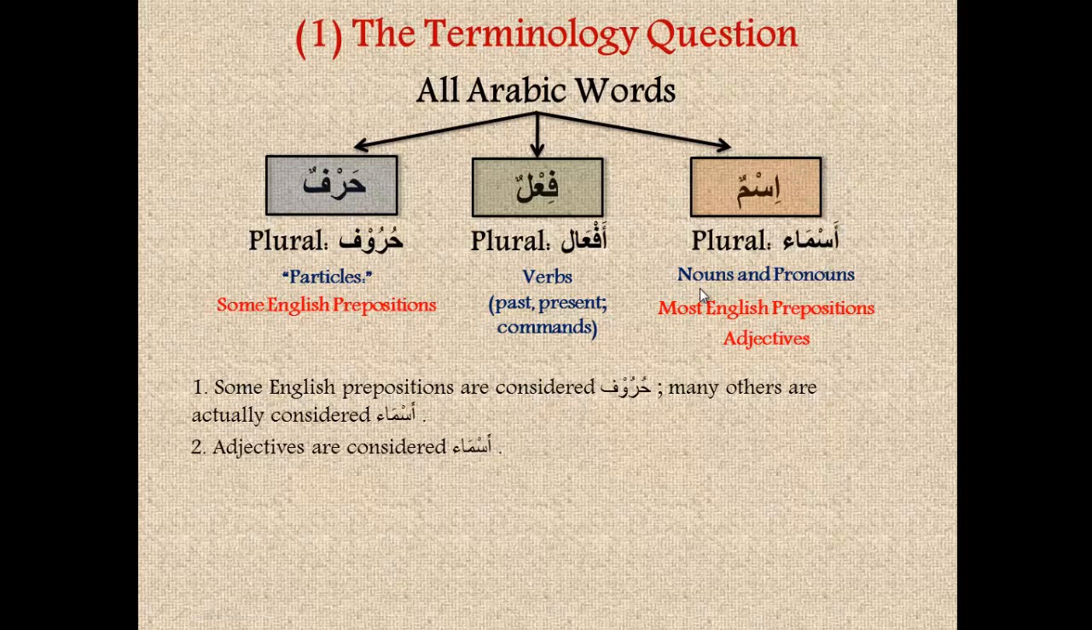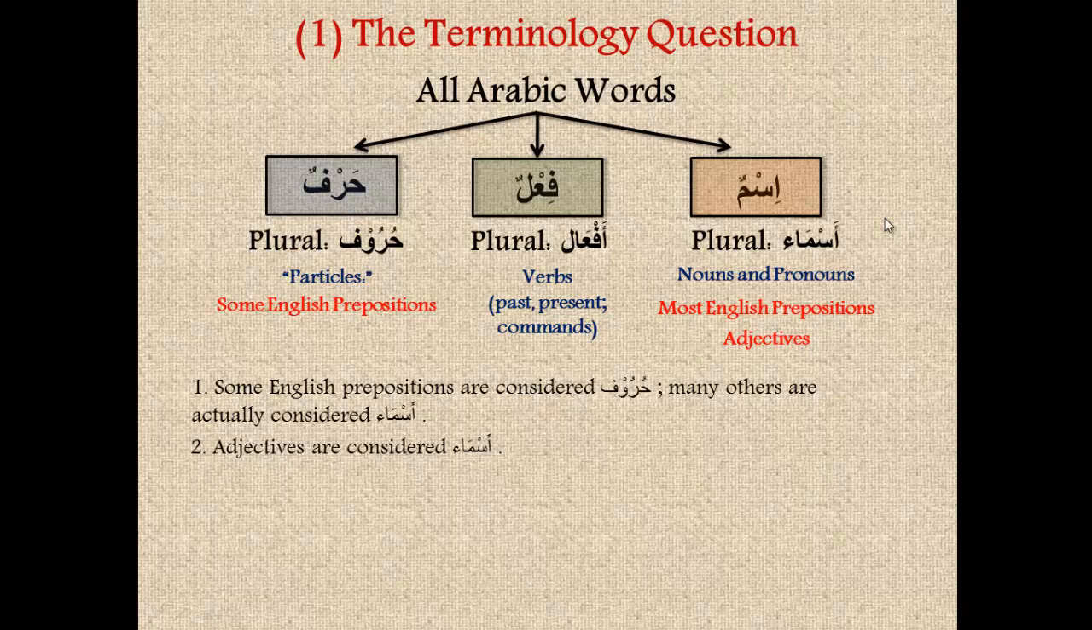So I used such words as nouns, pronouns, verbs, prepositions, etc. And these are all English terminologies. But English grammar works very differently from Arabic grammar. For instance, in English, a noun, a preposition, and an adjective are three very distinct words. They are distinct and separate categories. If a word is a noun, it is not a preposition and it is not an adjective.